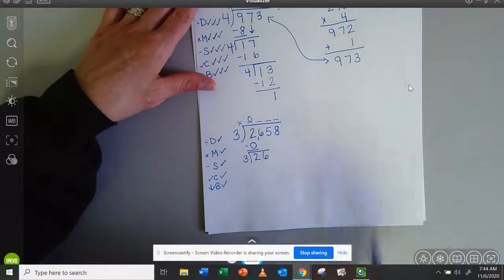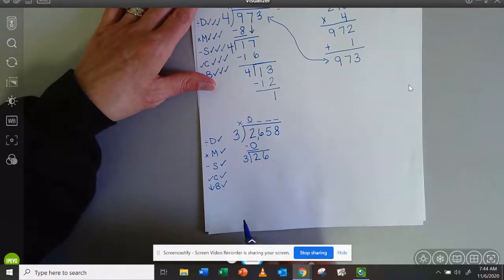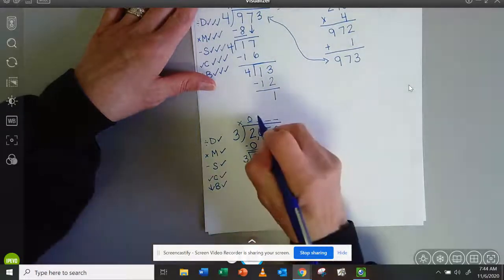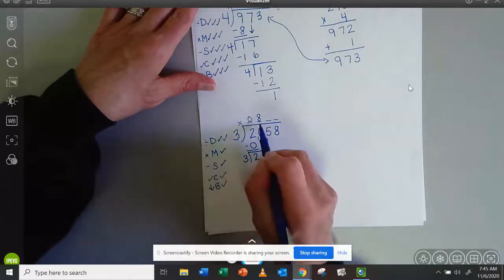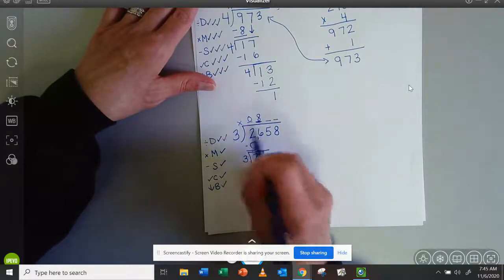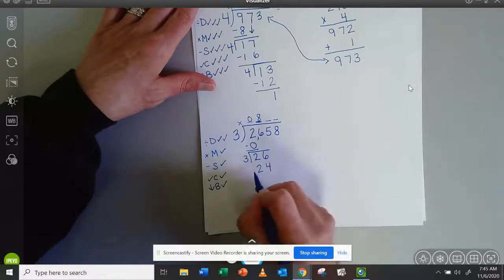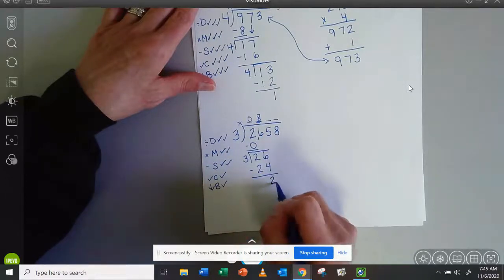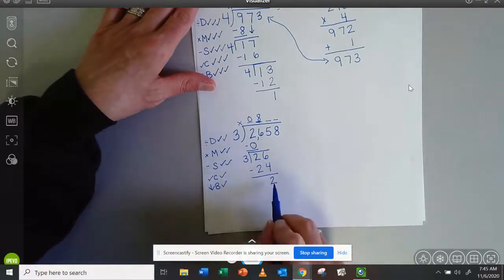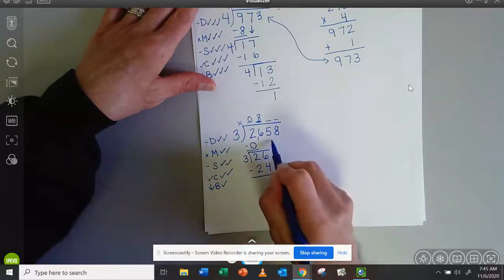So how many groups of 3 can I make out of 26? 3 times 8 is 24. That's as close as I'm going to get. So I'm going to put my answer on a dash, D dash divide. 8 times 3 is 24. So I'm going to subtract. 26 minus 24 is 2. Check, is 2 less than 3? It is. Bring down the 5.